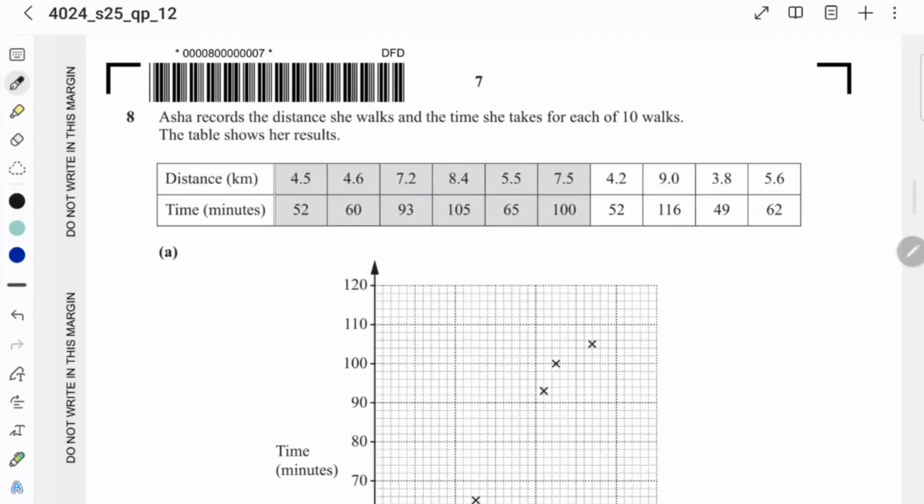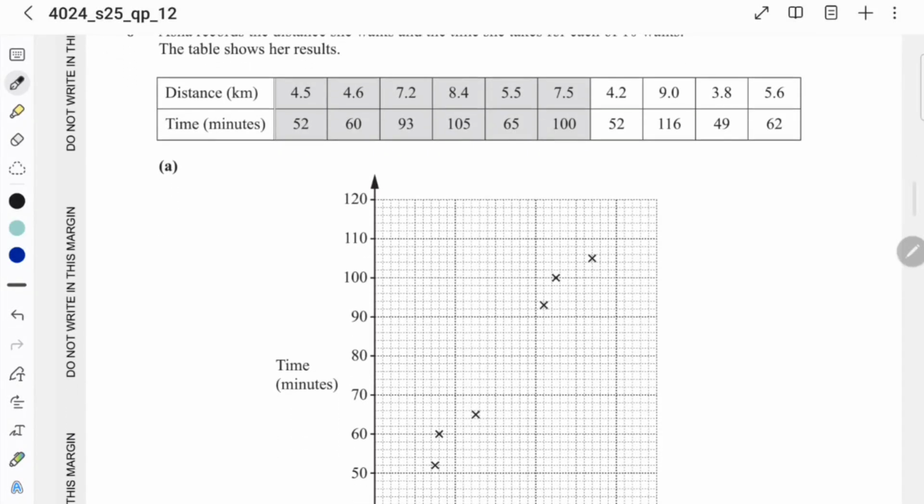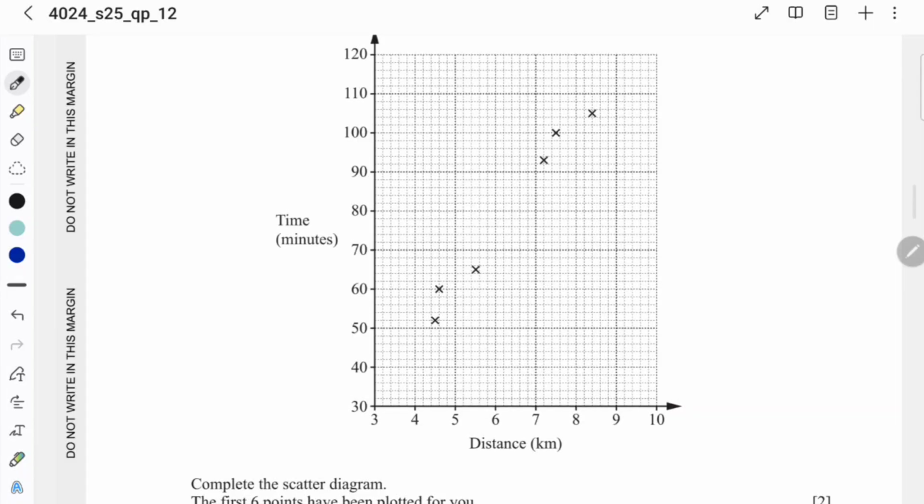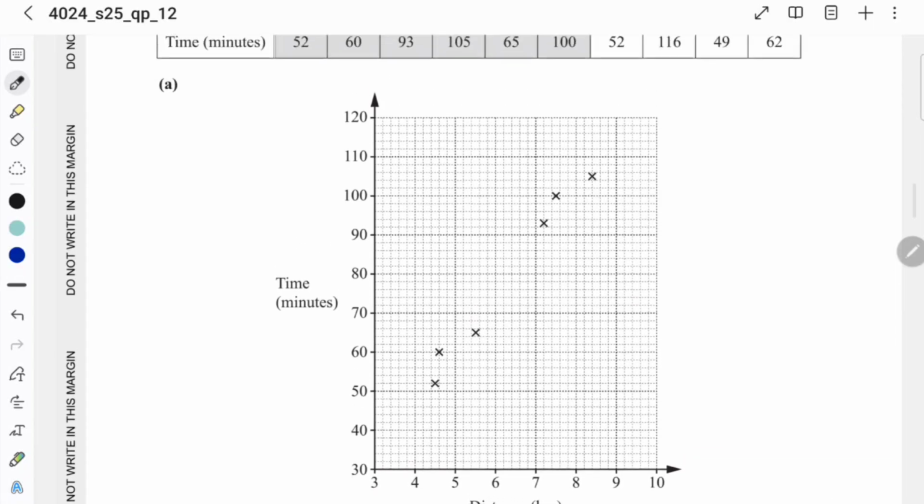Come to question number 8. In question number 8, Aisha records the distance she walks and the time she takes for each of the 10 walks. The table shows the results. The distances are 4.5, 5.2, 4.6, and all the numbers which are shaded over there, they have marked. So we have to label 4.2 with 52, 9.0 with 116, and the coordinates 3.8, 49, and 5.6 and 62. Now we'll have to complete the scatter diagram. The first 6 points have been plotted for you, so we'll have to complete it.